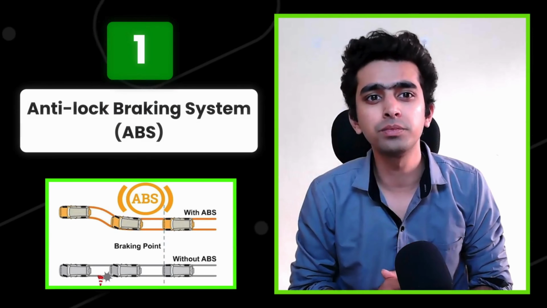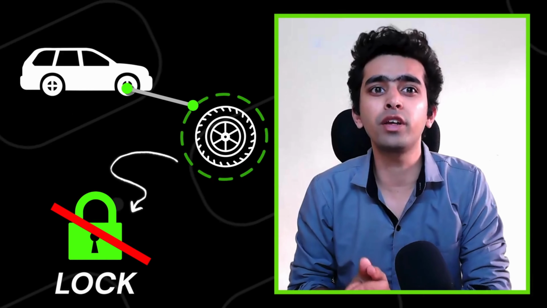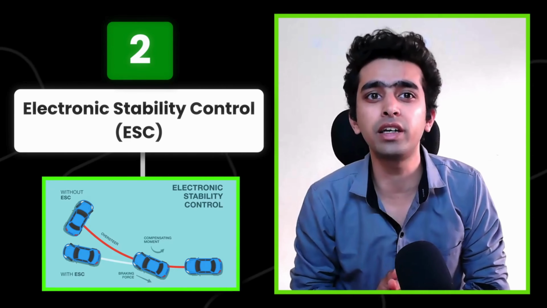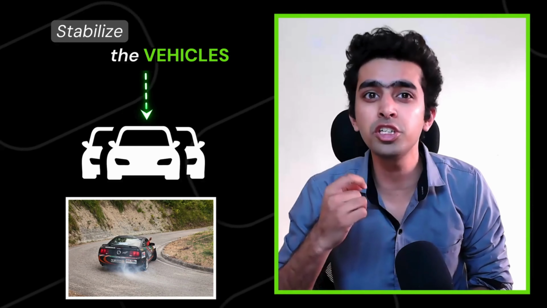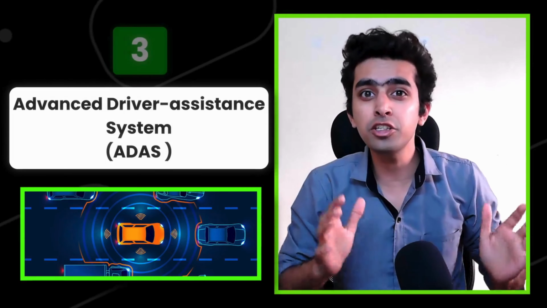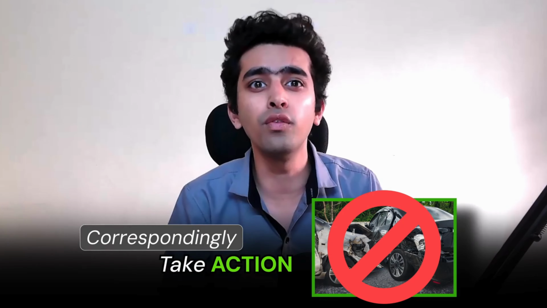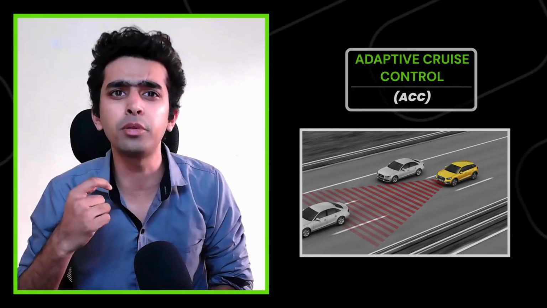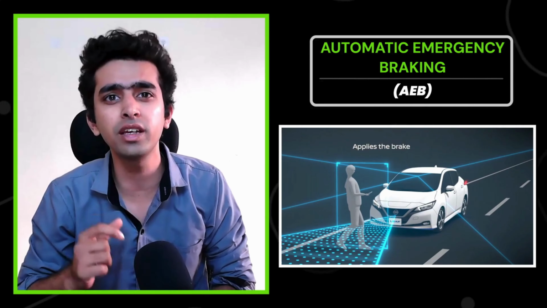For example, anti-lock braking systems prevent the car wheels from locking up during a sudden braking, giving us better control. Next is the electronic stability control, which stabilizes the vehicle during skids or sharp turns. Then comes the ADAS technology, which monitors the environment around the vehicle and correspondingly takes actions to avoid collisions, like adaptive cruise control, lane keeping assistance, automatic emergency braking, and so on.